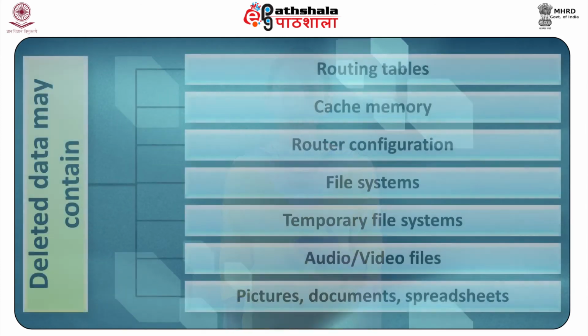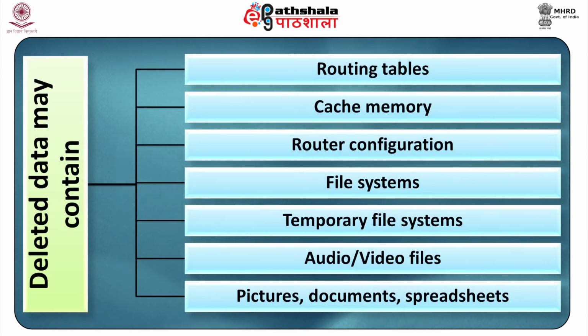To obtain this data, it is necessary to recover the complete storage media that was deleted or cleaned off. Many a times, this deleted data may contain routing tables, cache memory, router configuration, file systems, temporary file systems, audio-video files, pictures, documents, spreadsheets, and so on. Recovering these files will help in narrowing the search and will help to solve the case.